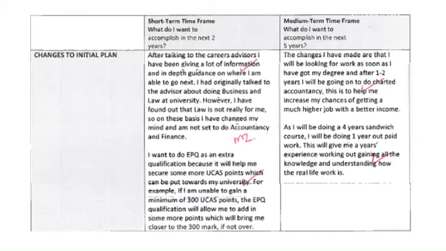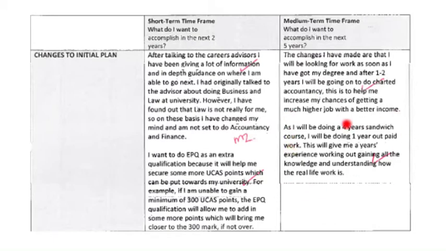In terms of the medium time frame, he said that he's looking to get into employment after he's finished his degree. He wants to go on and do a chartered accountancy to help him increase his chances of employment. So basically, the more research he's done, he's been more able to figure out what he needs to do in order to achieve his overall career goal. That's what he's saying here. As he's doing a 4-year sandwich course, 1 year is going to be a work placement, and this is going to give him experience of gaining knowledge and understanding how real life works.